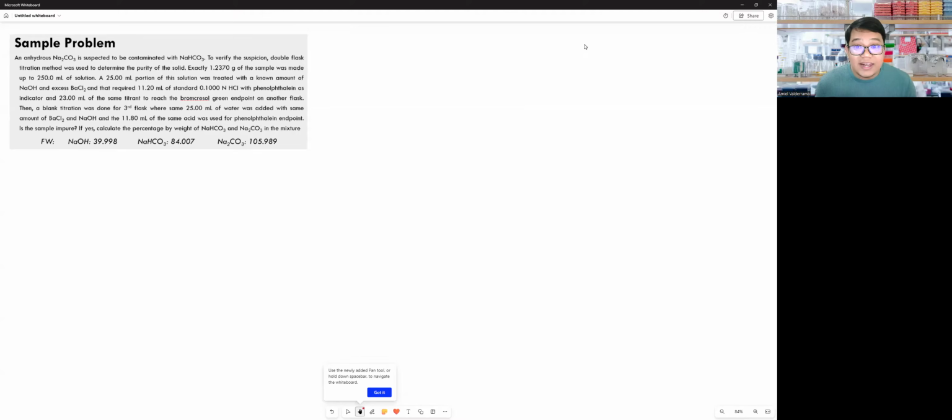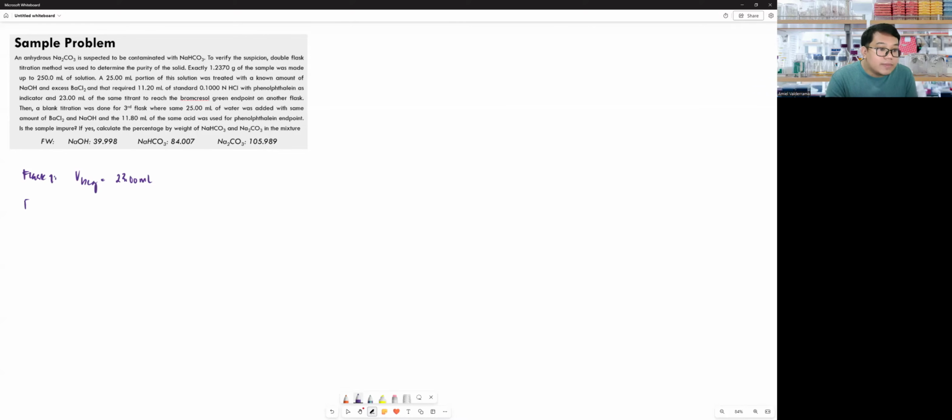Okay, so here the composition of our mixture is already given. So this is possibly sodium carbonate with a possible contamination of sodium bicarb. Okay. So now, let's determine flask 1. In flask 1, for the bromcresol green, how many ml did he use? 23 ml.